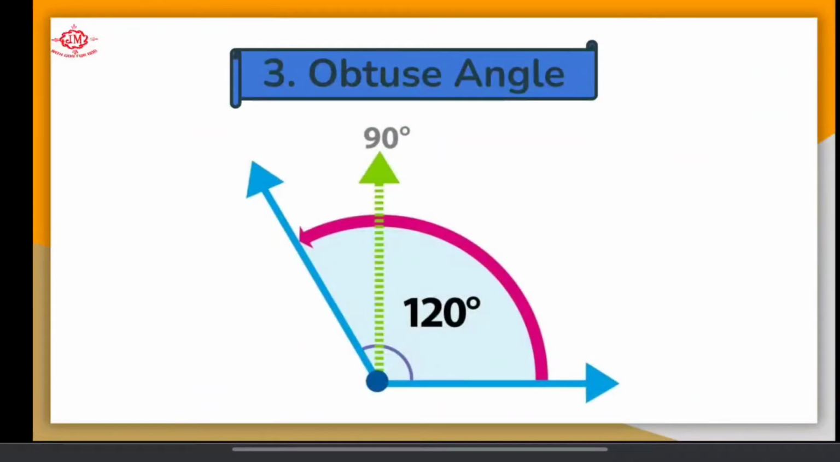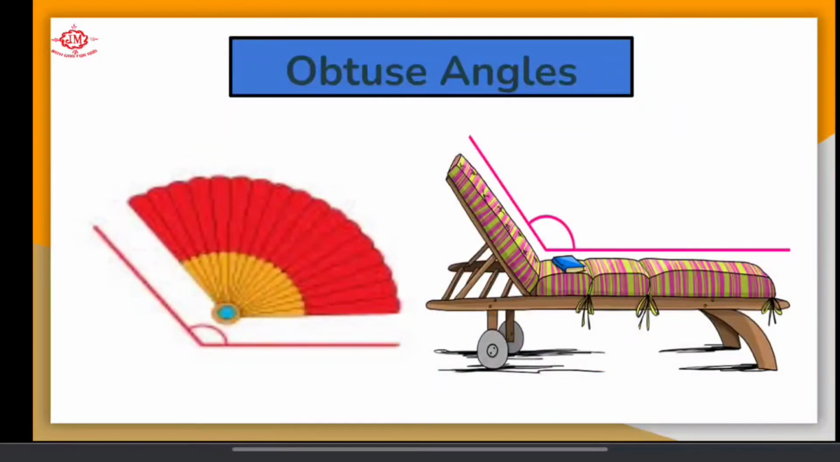Today we will learn about the obtuse angle and the straight angle. Now, what is an obtuse angle? An angle whose measure is more than 90 degrees is called an obtuse angle. An obtuse angle can be from 91 degrees to 179 degrees. In these pictures, we can see obtuse angles in the fan and also in the sunbed.